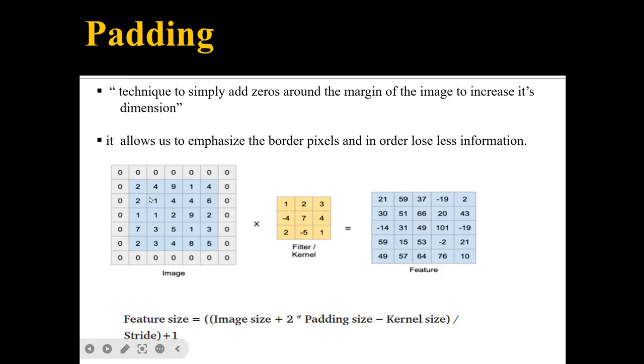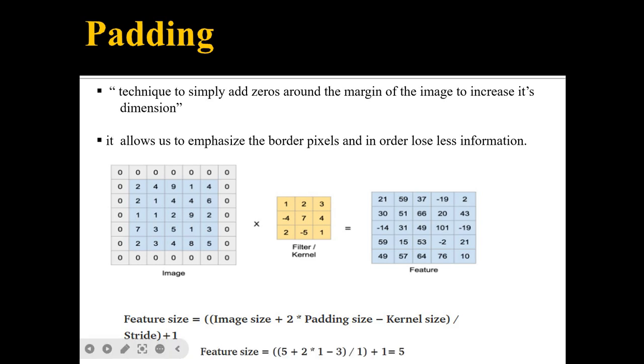So feature size will be what? Image size plus 2 into padding size, minus the kernel size, kernel size is 3 cross 3, divided by the stride, plus 1. Now here, what is the padding size? The padding size is 1. That is, we are adding one row and one column across all the 4 sides of the image.